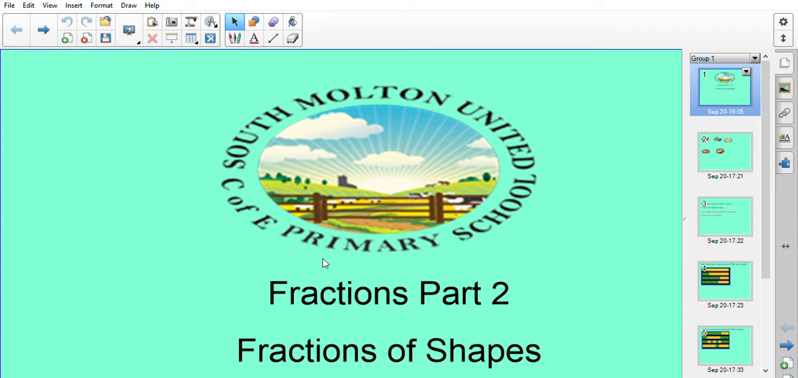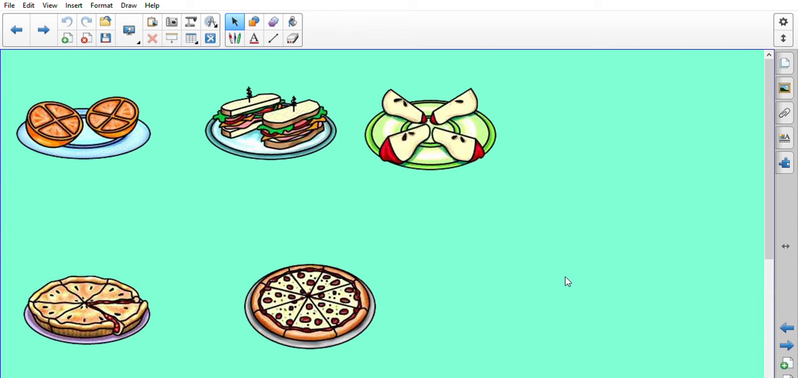Today we're going to look at fractions of shapes. So building on what we learned in the last video about the numerator and the denominator, we're going to now be thinking about how to find a fraction of a shape. So let's have a look quickly at some pictures here. We've got some different pictures of some foods and we can think about what fractions they've got.